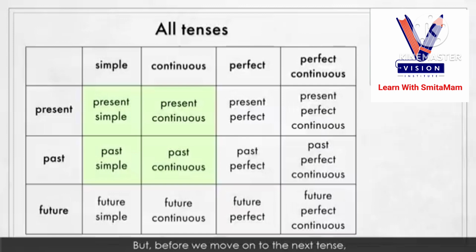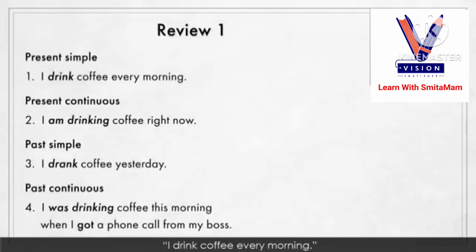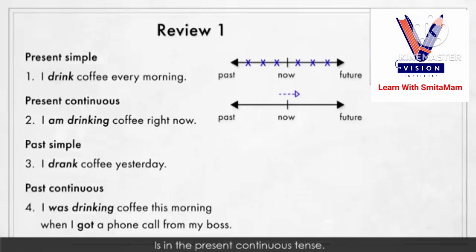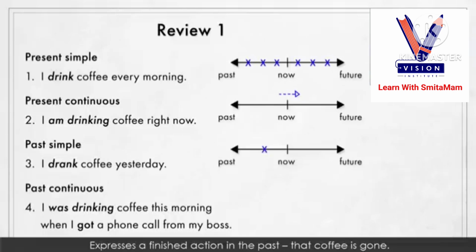But before we move on to the next tense, let's do a quick comparison of 4 tenses. I drink coffee every morning is in the present simple tense. As you can see on the timeline now, this sentence expresses a habit or a routine, something that happens regularly. I am drinking coffee right now is in the present continuous tense. It means that I am doing this action, drinking coffee, at this moment. I drank coffee yesterday expresses a finished action in the past, that coffee is gone. So this sentence is in the past simple tense.